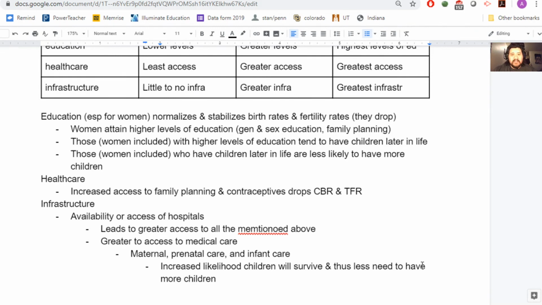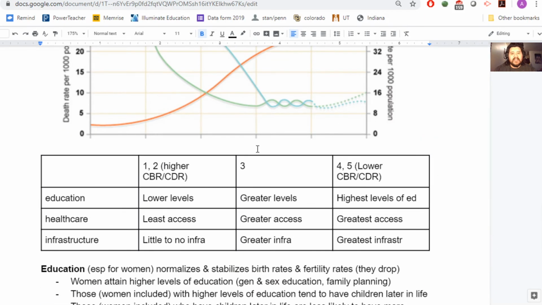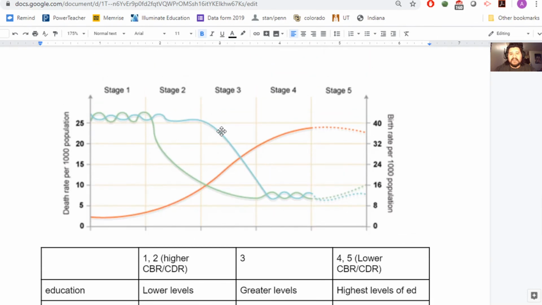And there are other pressures that happen too in terms of workforce needs, right? If you need children to help out in the home or help out with work, these are all different factors that go into these different rates. All of this, these 3 things in particular, education, healthcare, infrastructure, are drivers of development, right? If these things aren't changing, if these things aren't improving over time, we don't get these demographic shifts either, right?